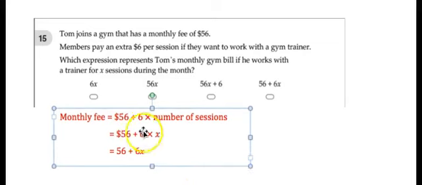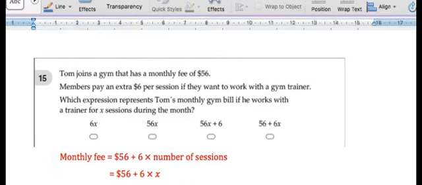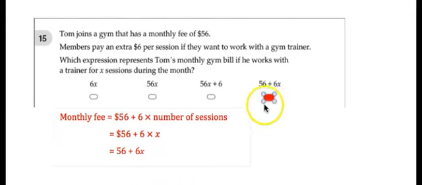And remember, with algebraic expressions, we do not need this multiplication symbol. 6 times X can be written as 6X down here. So the monthly fee is 56 plus 6X, so that's the fourth response here, 56 plus 6X.